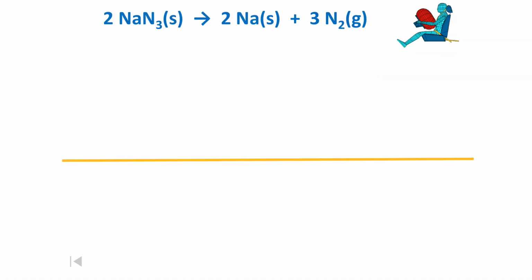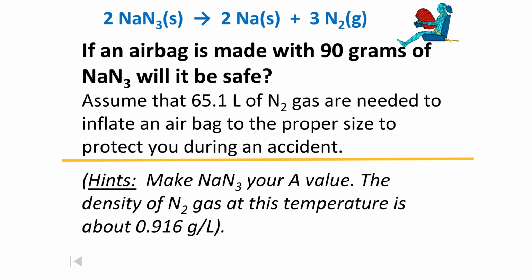All right, we are back. Hopefully this is the reaction that you got with balancing, and we should have no problems there. So here's the goal. If an airbag is made with 90 grams of NaN3, will it be safe? Assume that 65.1 liters of nitrogen gas are needed to inflate the airbag to the proper size to protect you during an accident. A hint, make the NaN3 your A value.